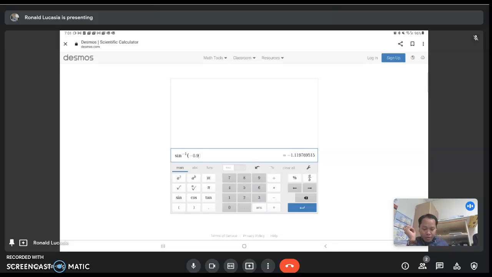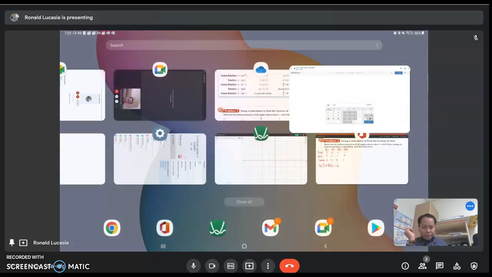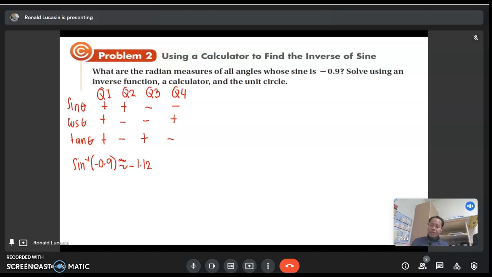You have to make sure that your answer is in radians, because once your calculator is in degrees, it will give you a different answer. This is the degree and the radian. So that's the radian. So sine inverse of negative 0.9 is approximately negative 1.12. Okay, notice that it is negative, and sine is also negative in quadrant 3 and in quadrant 4.